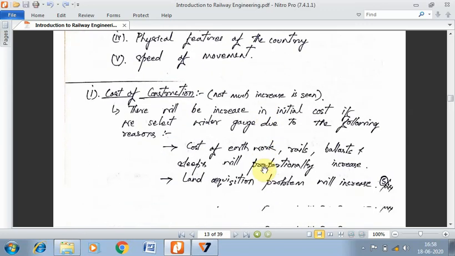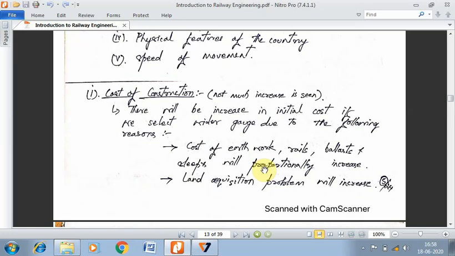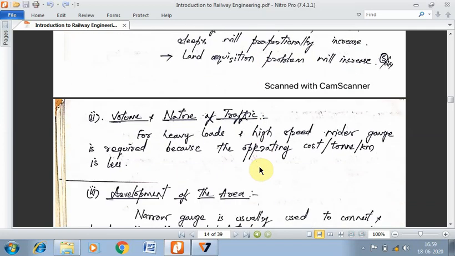When we talk about cost of construction, there will obviously be an increase in the initial cost if you are trying to have a wider gauge, because if you have a wider gauge, the cost of earthwork will increase, the cost of rail also will increase, the ballast quantity also will increase, the number of sleepers required also will increase, and the dimension of the sleeper will be increased proportionally. Accordingly, the land acquisition problem also will increase, and that again will add to the cost of construction. So that's about cost of construction.